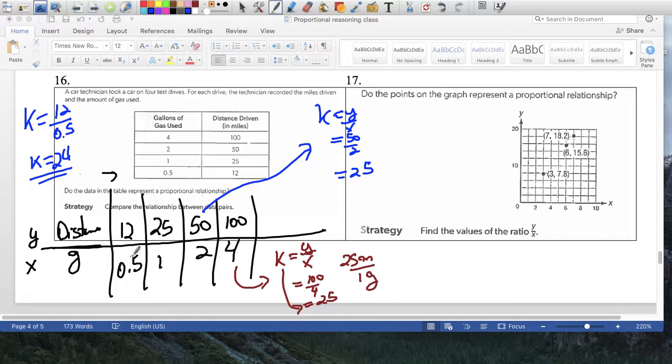So this is the same, this is the same, this is the same, and this is not. Okay. So the data in the table does not represent a proportional relationship because of this one over here. You notice that the constant of proportionality is 24. Okay.